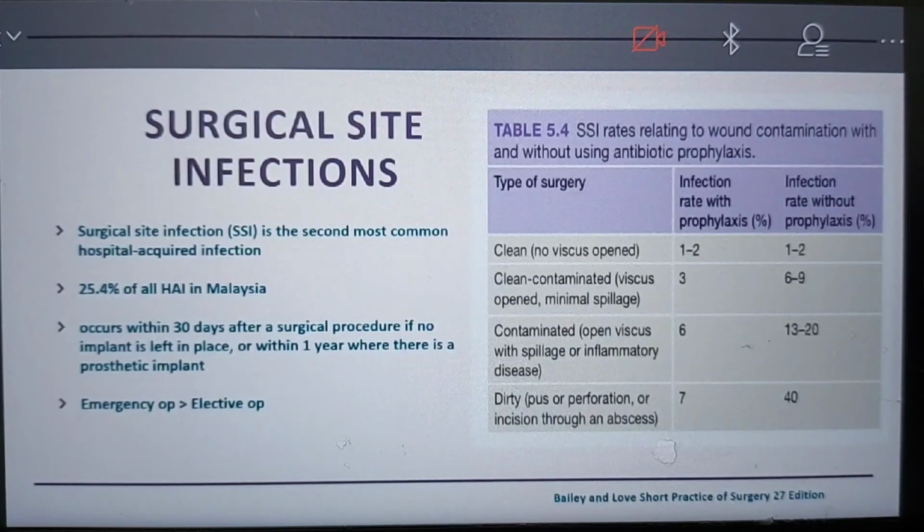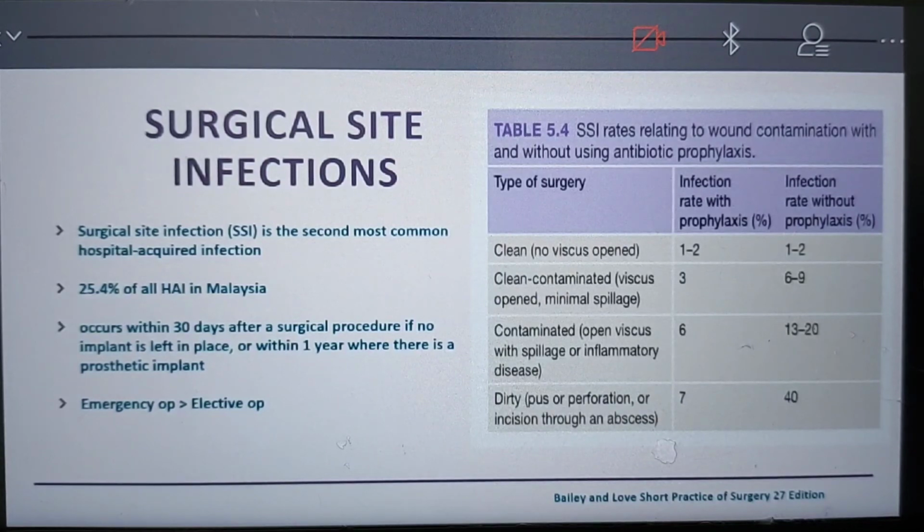So why is it important for surgical site infection? We need to know regarding the prophylaxis, because surgical site infection is the second most common hospital acquired infection, where it covers 25.4% of all hospital acquired infection in Malaysia. Surgical site infection usually occurs within 30 days after a surgical procedure if no implant is left in place, or within 1 year where there is a prosthetic implant. Surgical site infection occurs mostly in emergency op compared to elective op.